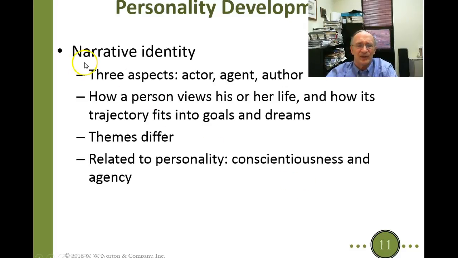This is a key testable term, narrative identity. Please know that. Basically, it's one's own story of oneself. And so this aspect of personality is very much related to self-concept. The difference between narrative identity and self-concept is simply that self-concept is a concept, meaning it is a theory of oneself. It's very abstract, whereas narrative identity has to do more with the self across the time of one's life.